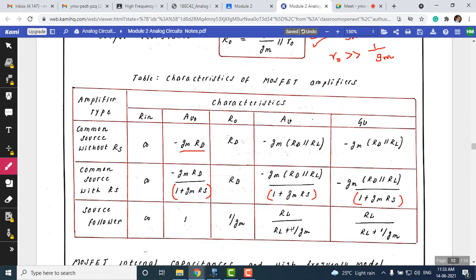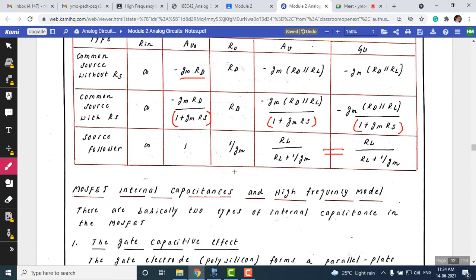Whereas the formulas differ a little bit in the common drain amplifier. As you can see, voltage gain is RL divided by RL plus 1 by Gm. Overall voltage gain is almost the same. I hope you can remember these equations very easily. These equations are useful in solving the problems here.